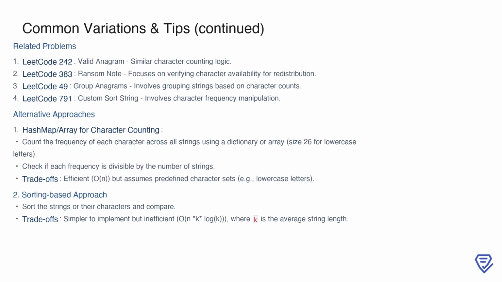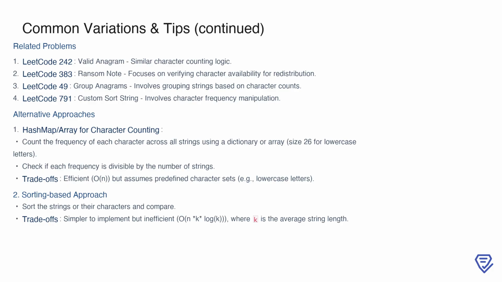This problem is closely related to other LeetCode problems that involve character counting or manipulation. For example, in LeetCode 242, valid anagram, you use similar logic to compare character frequencies. In LeetCode 383, ransom note, the focus is on verifying whether the characters from one string can be redistributed to form another. LeetCode 49, group anagrams, takes this further by grouping strings based on their character counts. Finally, LeetCode 791, custom sort string, involves manipulating character frequencies in a specific order.